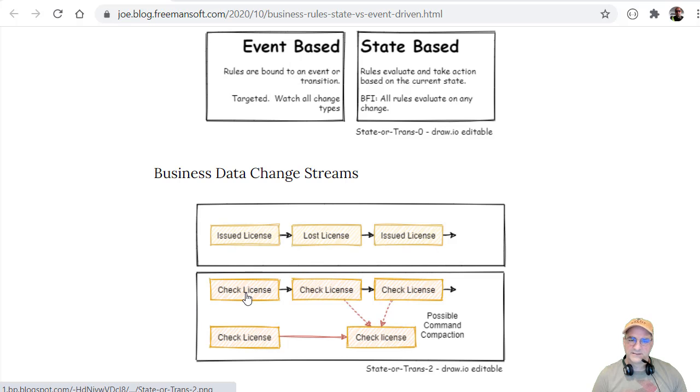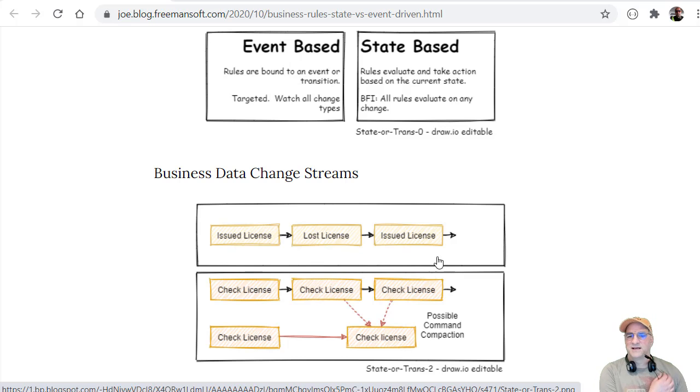Another one is check license. Hey, I got issued a license. I get notified to check the license. I run the state-based rules to see the current state of my license and take any action. When I lose my license, I get another message that just says check license. It doesn't tell me what happened. It's just check the license and see what the state is. I would run the state-based rules and then figure out what action needs to be taken. And then if I was issued a license again, the third message I would get in the state-based world is just check license. Here, in the transition-based version, I actually am told what happened and I fire rules against that.